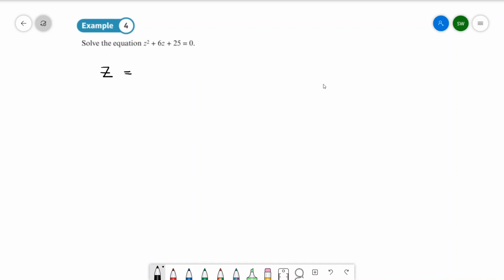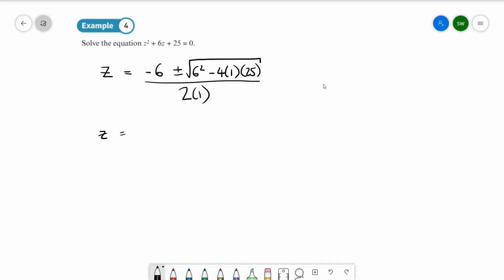If we use the quadratic formula, we're going to get z equals minus 6 plus or minus the square root of 6 squared minus 4 times 1 times 25, all over 2 times 1. So let's try and simplify this a little bit. We're going to get z equals minus 6 plus or minus the square root of minus 64, all over 2.